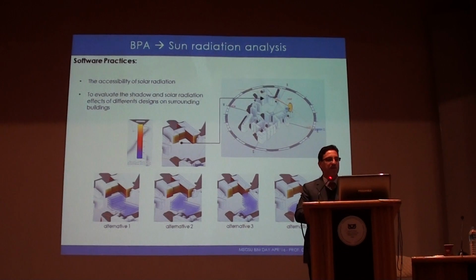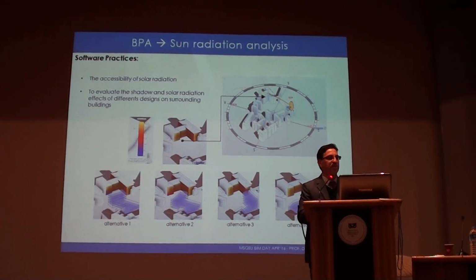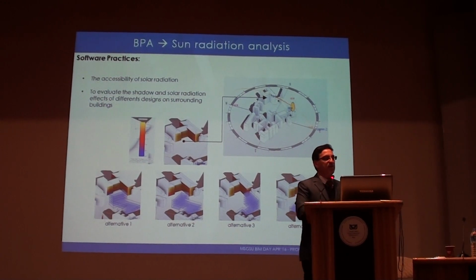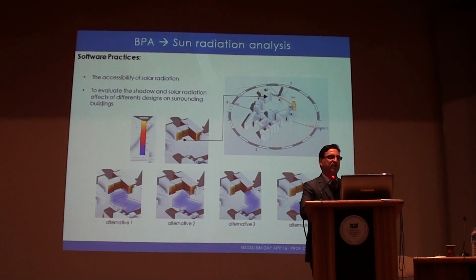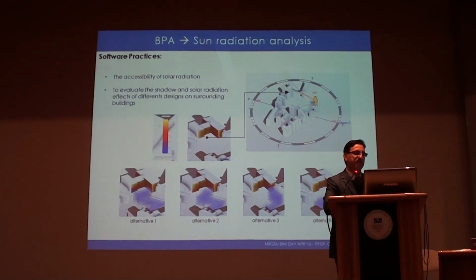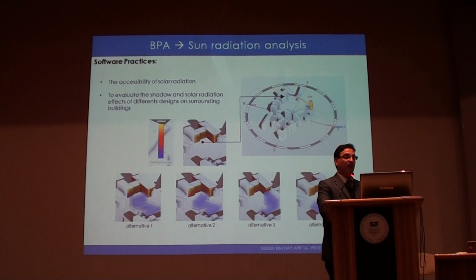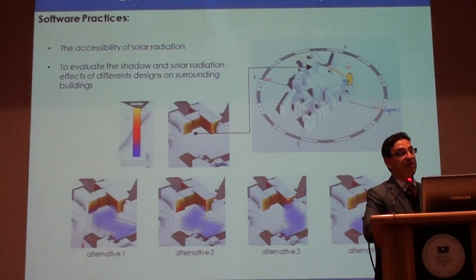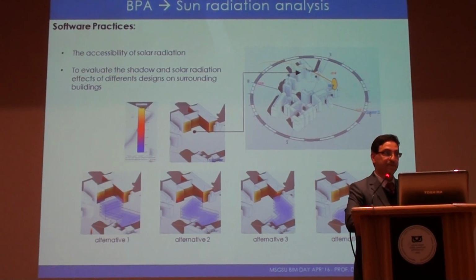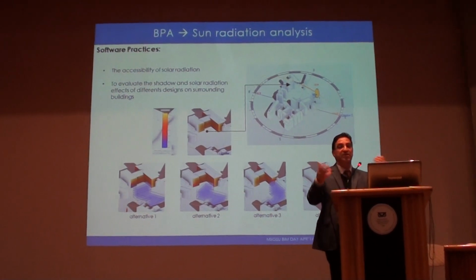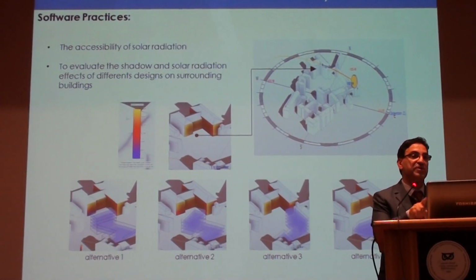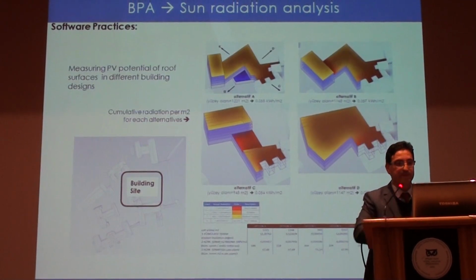So we had different types of practices. For example, in this one in the bottom over here, we tried four different types of alternatives. In these alternatives, we checked how our proposed building affect an existing building's access to sun. And we changed our design not to give harm to the rest of the surrounding buildings.